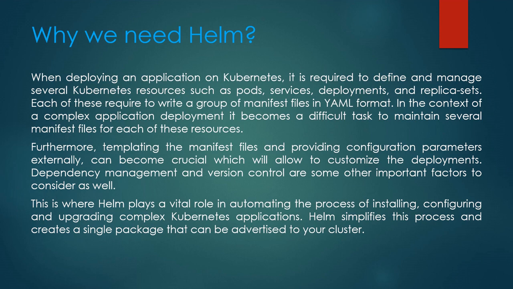Furthermore, templating the manifest files and providing configuration parameters externally can become crucial, which will allow us to customize the deployments. Dependency management and version control are some other important factors that have to be considered here. So as I said, Helm plays a vital role in automating the process of installing, configuring, and upgrading complex Kubernetes applications. Helm simplifies this process and creates a single package that can be advertised to your cluster.